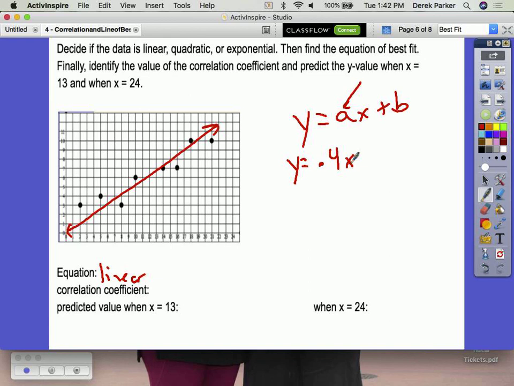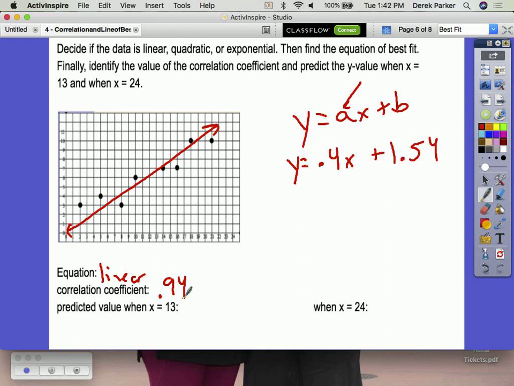so y equals 0.4x plus 1.54. So that is my equation. Okay, it's linear. There's my equation. My correlation coefficient is 0.94. I'm going to just round to the nearest hundredth, and I get 0.94.